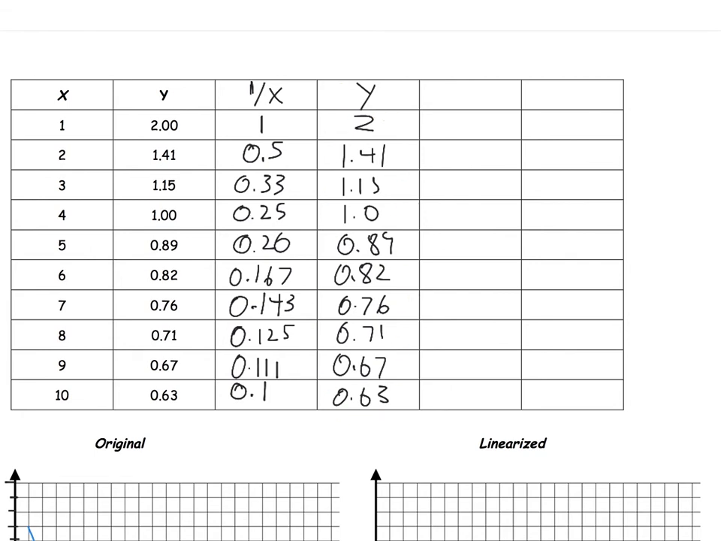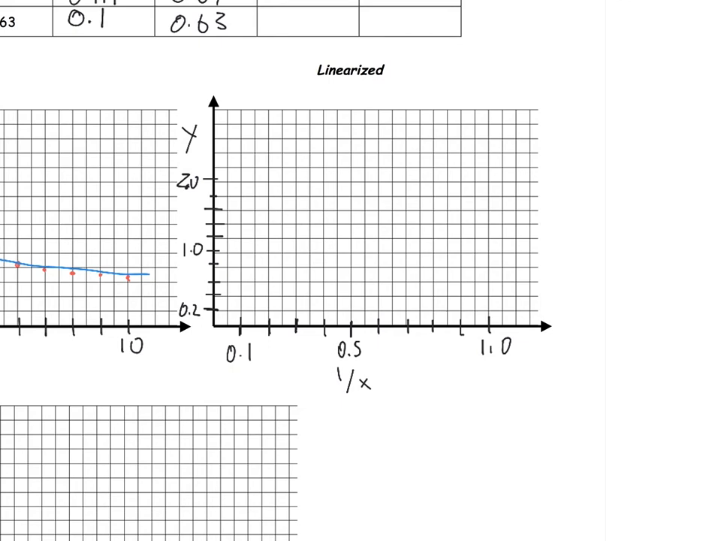So I'm going to take these values now and graph it on my new graph. All right, my y scale can stay the same. My x scale now goes from 0.1 all the way up to 1, so I'm probably going to say that every 2 blocks is 0.1. So I go ahead here and I plot my points, using that scale that we just talked about. So we get some points that look like that right there.